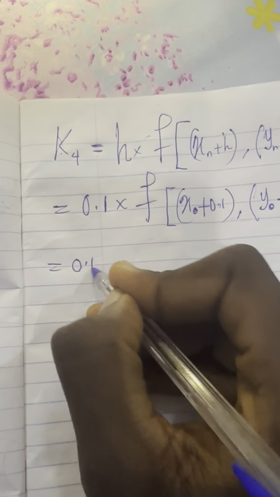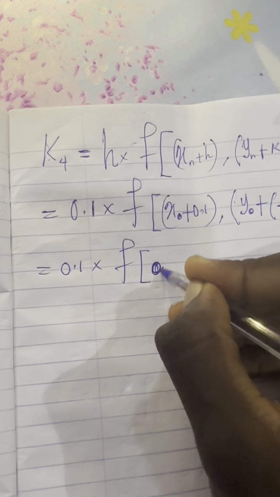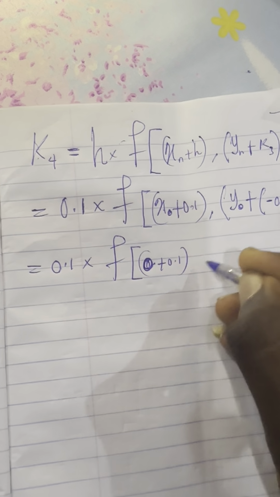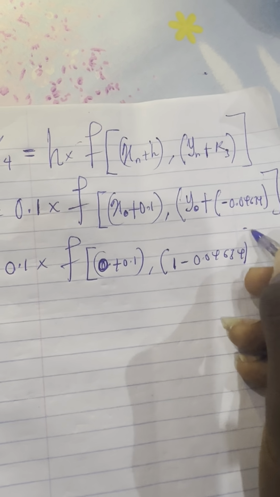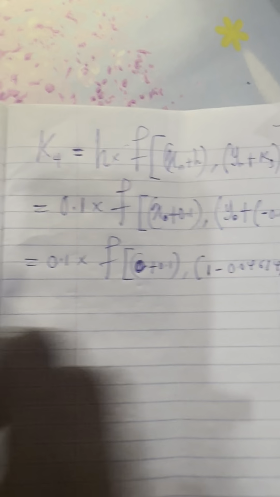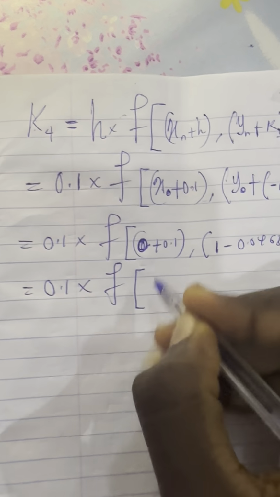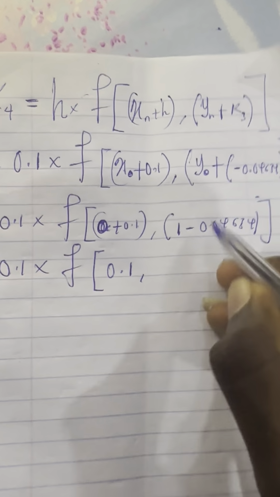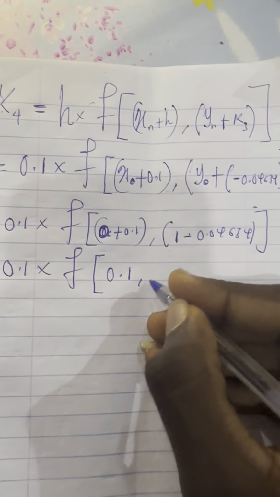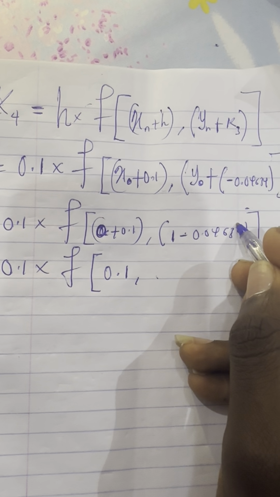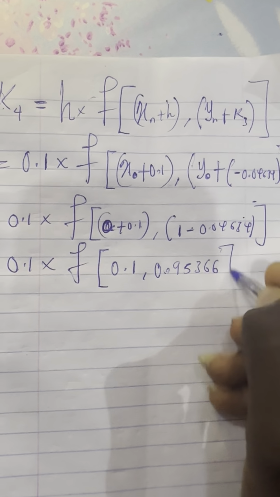So in this case now, I should have 0.1 times f of x naught plus, x naught is 0.0 now, then plus 0.1, comma, y naught is 1. That's 1 minus 0.04634. So if you add up 0 and 0.1, this 0.1 times f of 0 plus 0.1 is still 0.1, comma, 1 minus this 0.04634. The result is, if I subtract this and this together, I will get 0.95366. Let's take note of that.